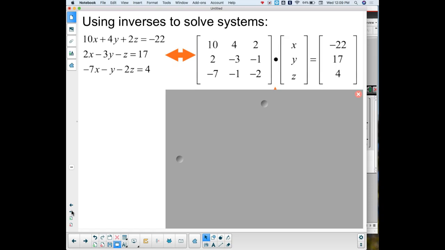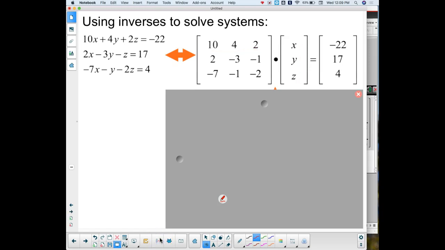Now, from yesterday, when we were doing matrix multiplication, I would take the first row times the first column. So this row right here times this column right here gives me 10x plus 4y plus 2z, which is right there. And that then equals negative 22. Okay, so that's where that matrix equation comes from.